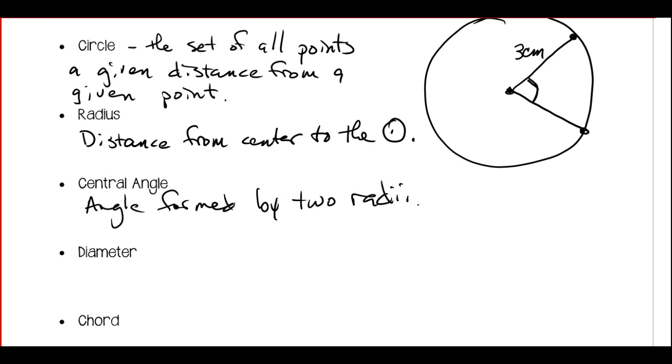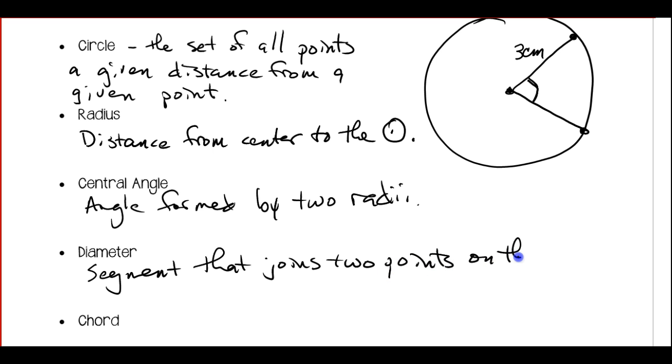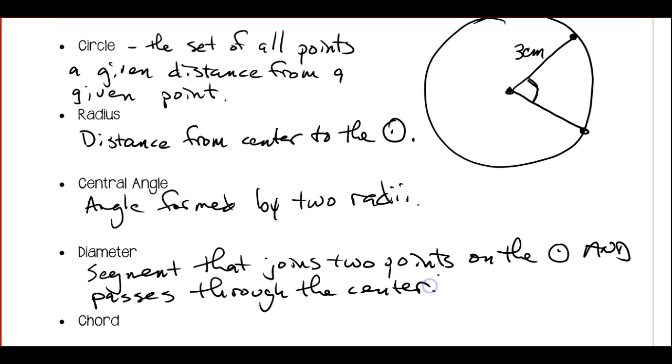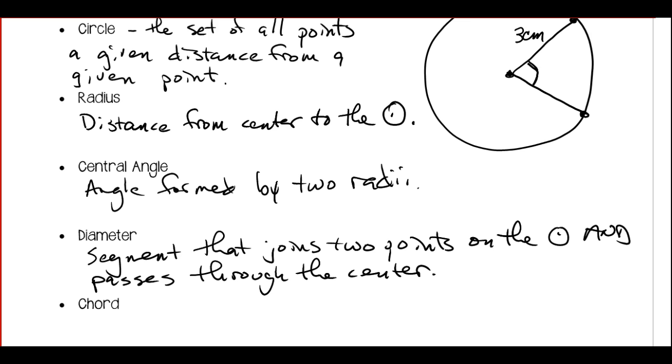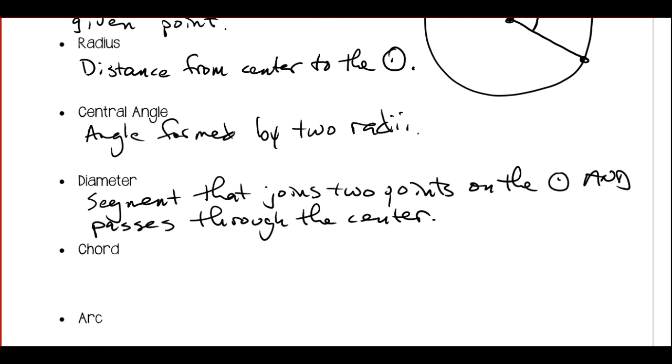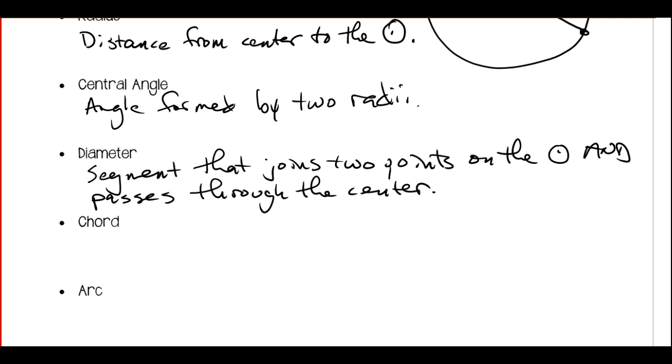Alright, and then we've got a diameter. A diameter is a segment that joins 2 points on the circle and passes through the center. Now this differs from a chord, because a chord is a segment that joins 2 points on the circle, but it does not have to go through the center.